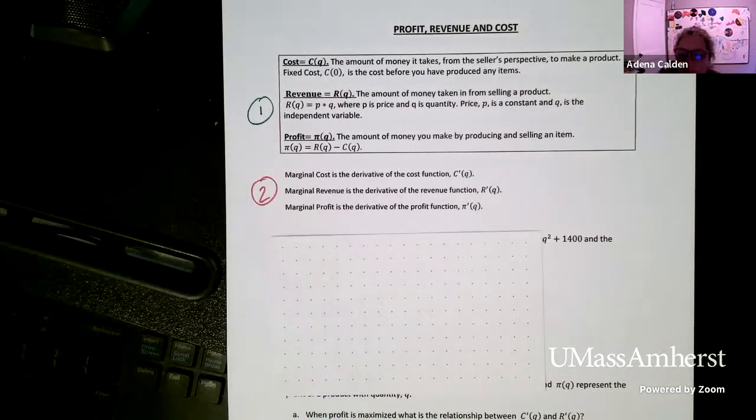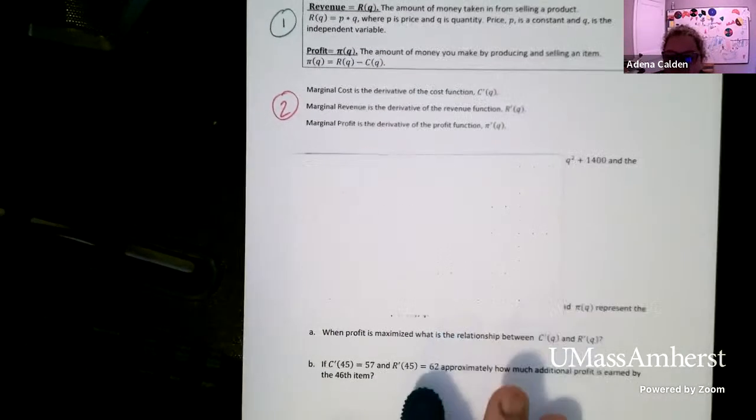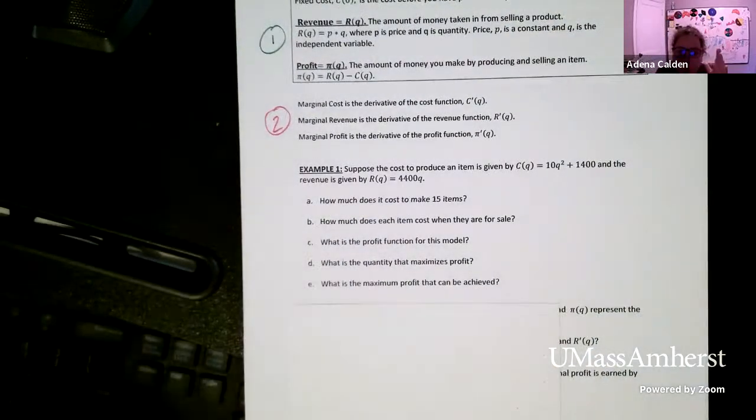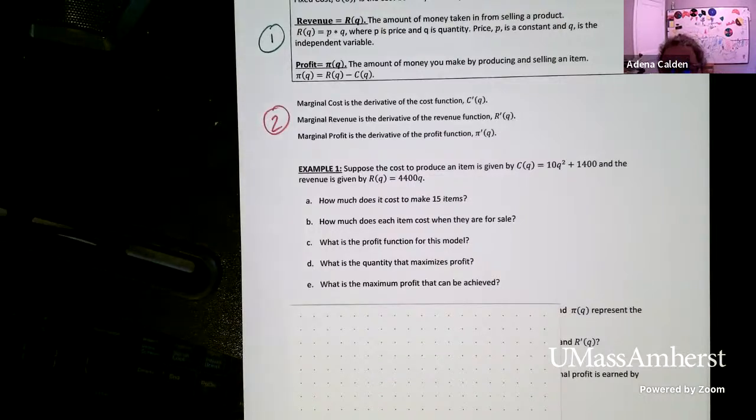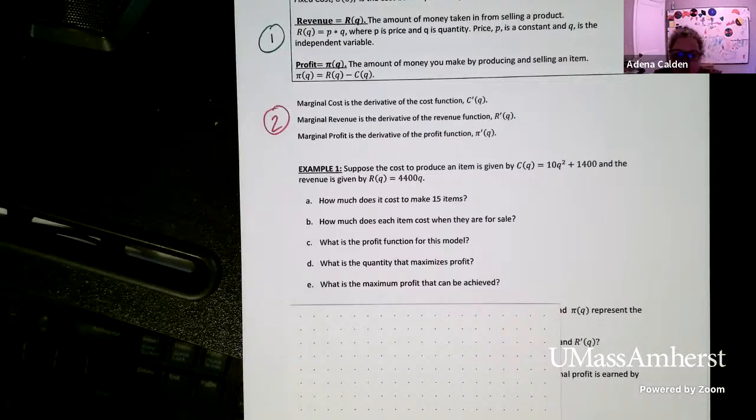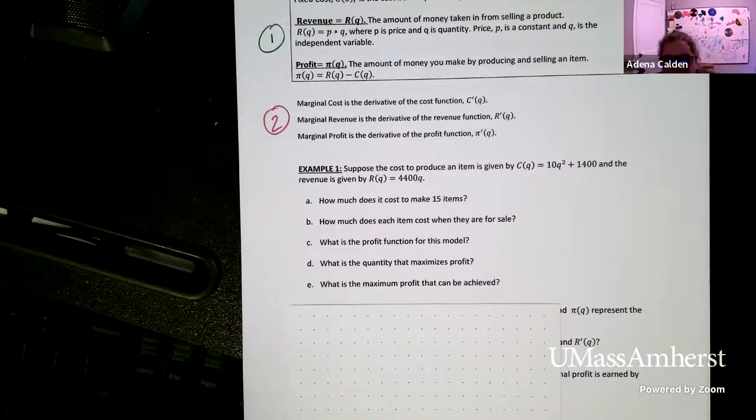We talked about looking at that and doing some assessments. So what we're going to do is we're going to start with just sort of a very typical problem here, which is going to bring in some stuff from chapter 1, some stuff from chapter 4. So here, suppose the cost to produce an item is given by C of Q equals 10Q squared plus 1400, and revenue is given by 4400 Q. So part A, how much does it cost to make 15 items? Part B, how much does each item cost when they are for sale? So be careful with the wording of that one. So those 2 questions go back to chapter 1 and just understanding how these functions work.